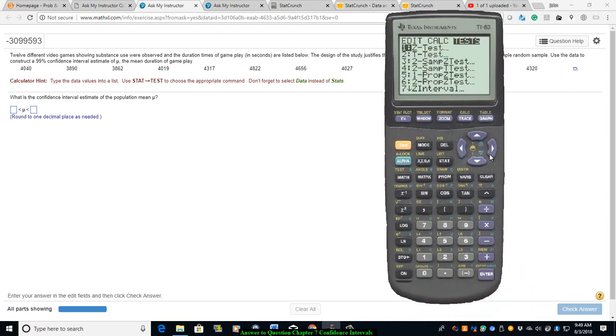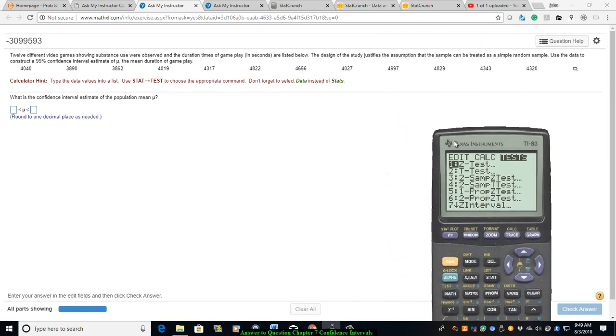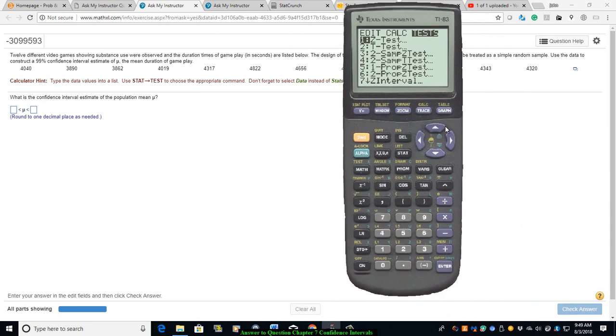we're going to go over to Test, and then go down to T-Interval. Because we don't have a population standard deviation, we're going to use a t-interval. Now we're going to press Stats, and put in the numbers. The numbers should have been transferred over from your Stat Calc one variable stats.